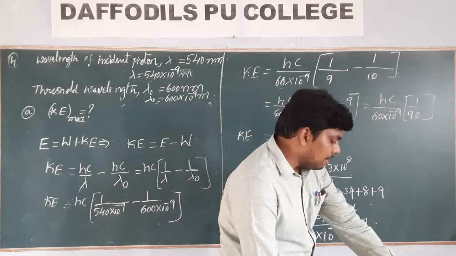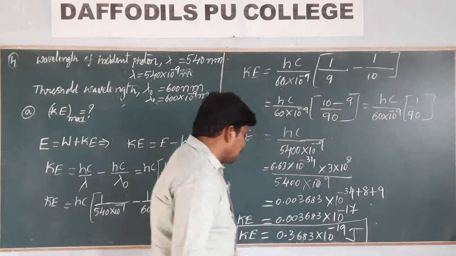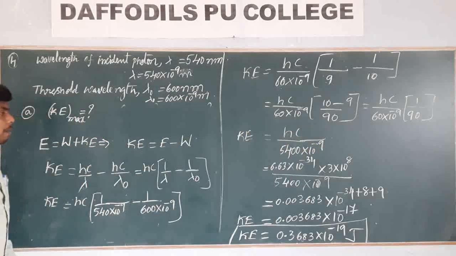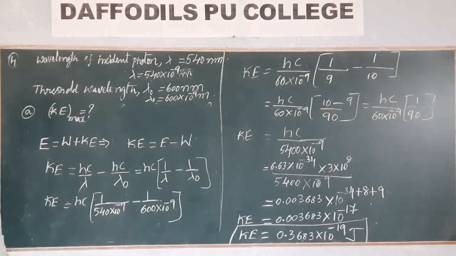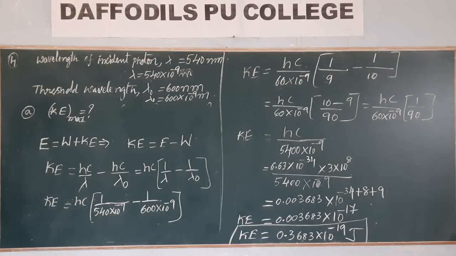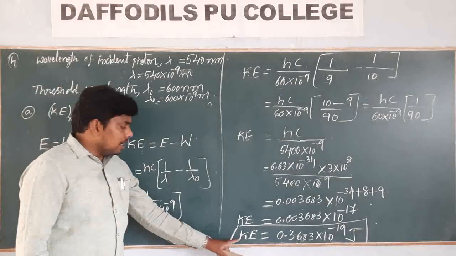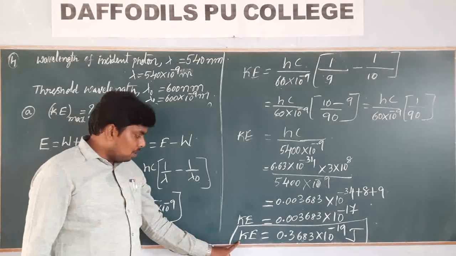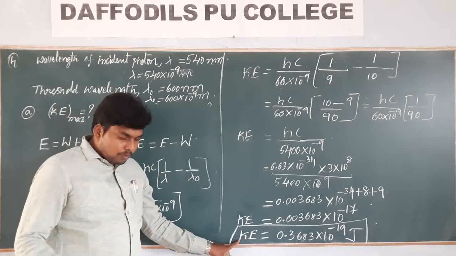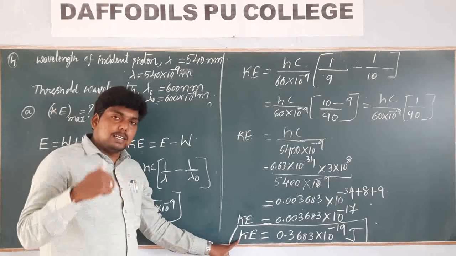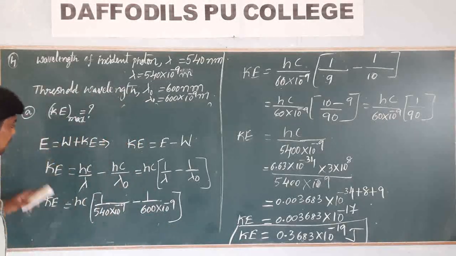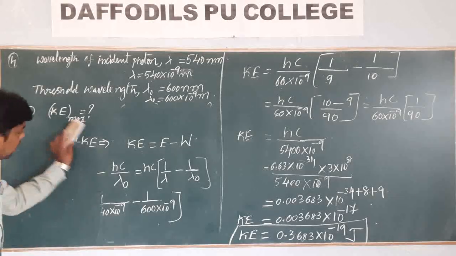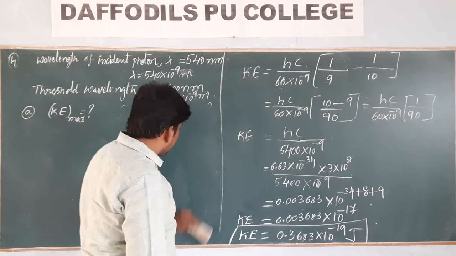Next, what we have to calculate? We have to calculate the maximum speed of the electron. Is it possible to calculate the maximum speed of the electron when you know the kinetic energy? Yes, it is possible. When you know the kinetic energy, you can calculate the speed of the electron. Yes. Now we will move to the speed of the electron.